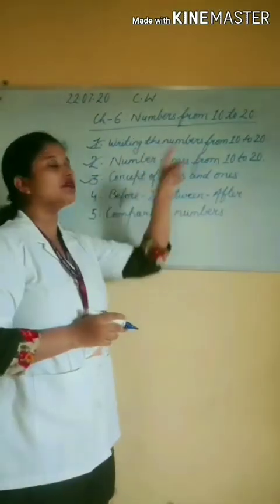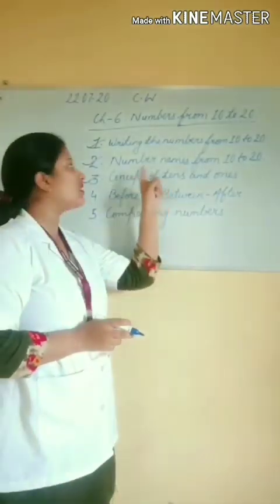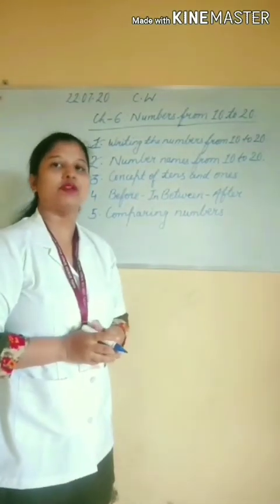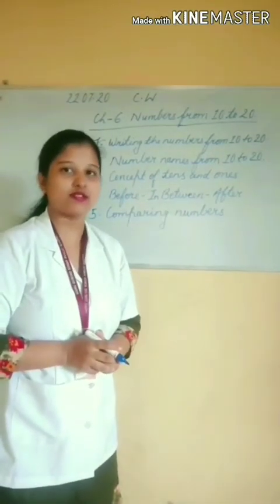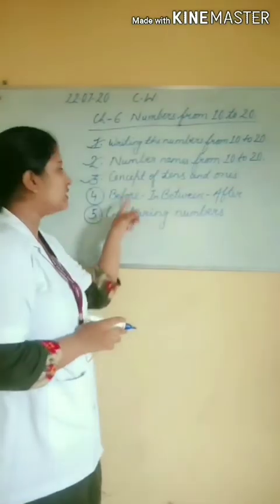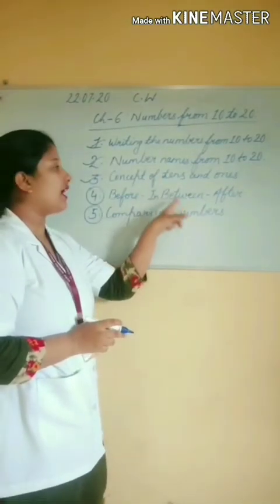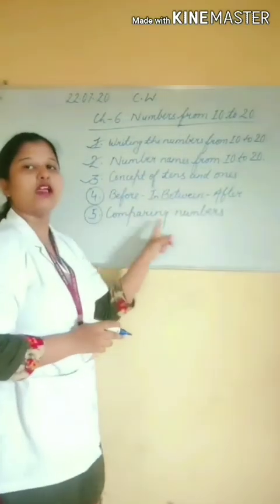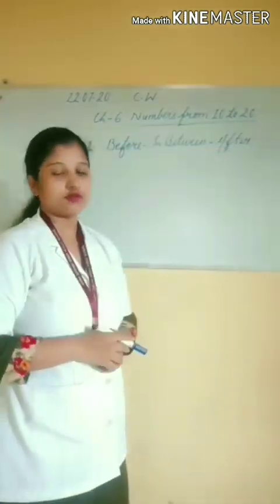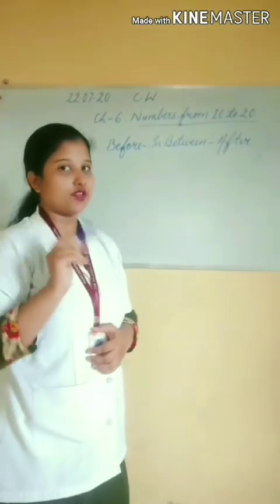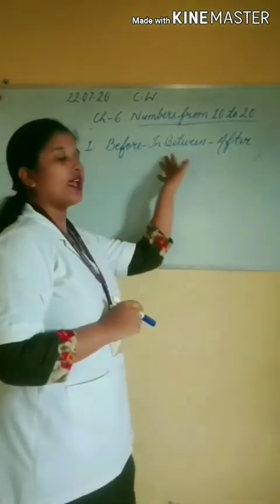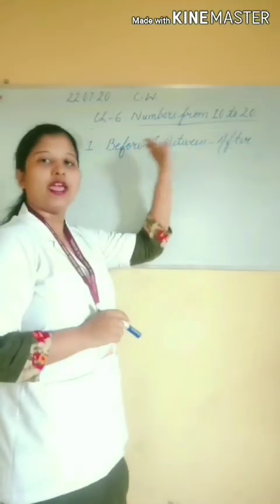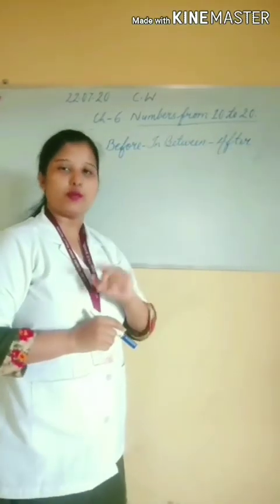That is writing the numbers from 10 to 20, number names from 10 to 20 and concept of tens and ones has been completed in your previous mathematics class. Today we will focus on these 2 topics, before, in between and after, and the second topic is comparing numbers. Now coming to our today's first topic, that is before, in between and after. We will understand the concept of before, in between and after one by one.